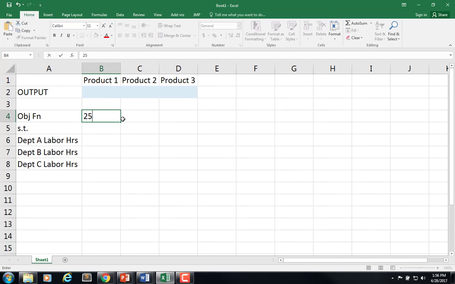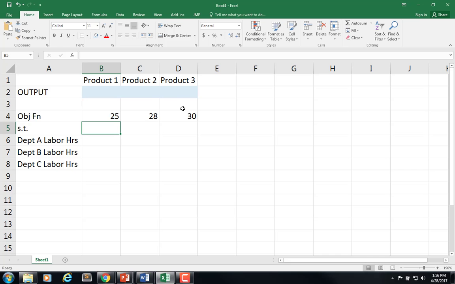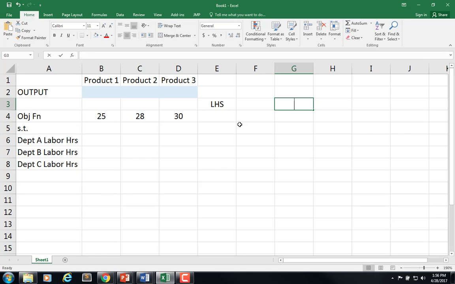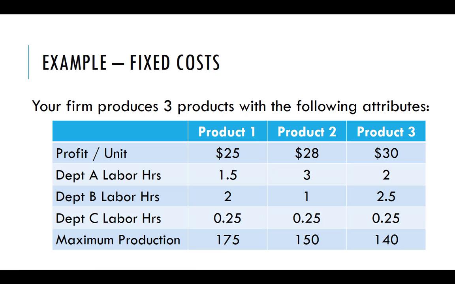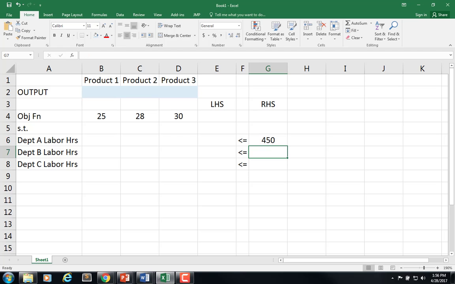The objective function was 25, 28, and 30, I believe. Let's see if that's right. 25, 28, 30. Perfect. Let's go ahead and make this a little bit prettier. So here's going to be our left-hand side, right-hand side. Labor hours, we need to stay under. So down here on the next slide, we had 450, 350, 50. How do I make sure I stay under that?